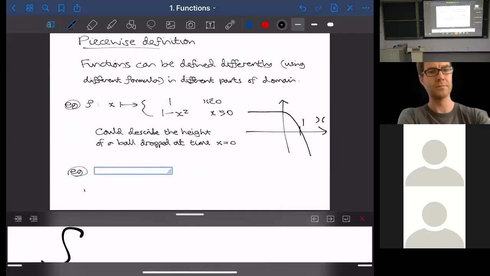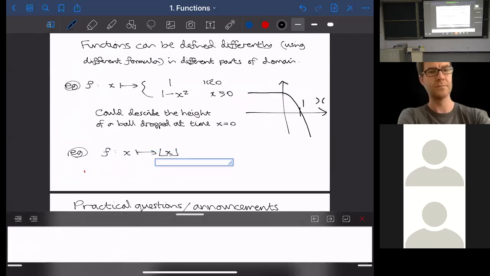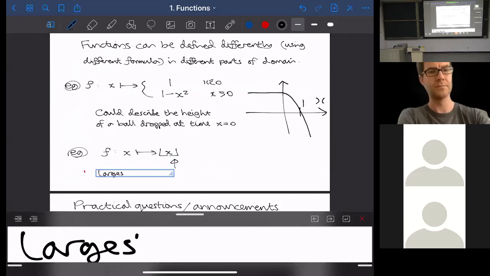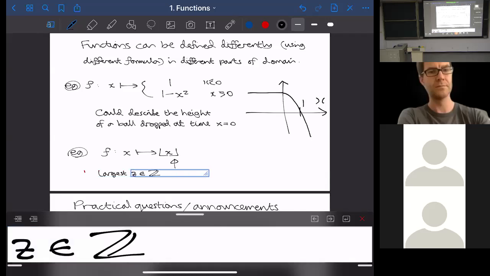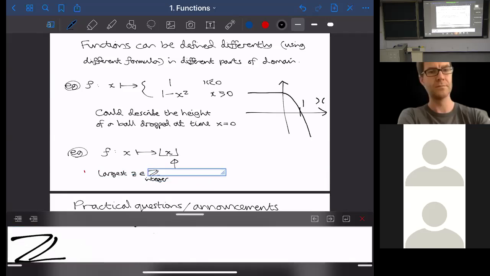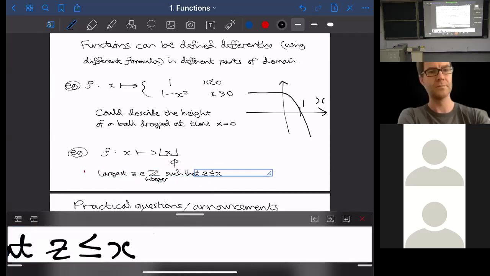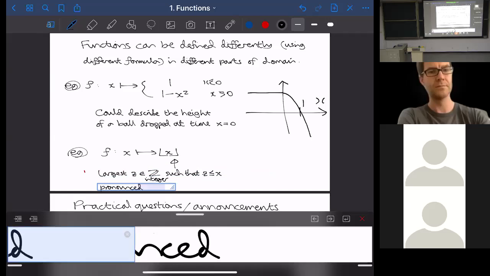So another example: x goes to floor x. That's the largest integer z such that z is less than or equal to x. So that's pronounced "floor".